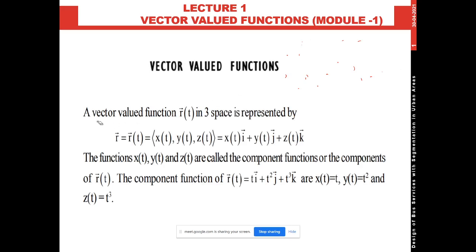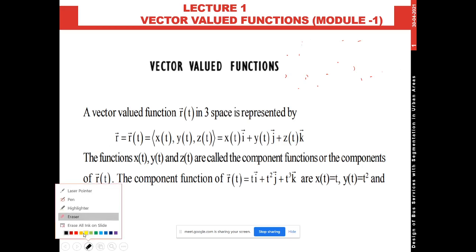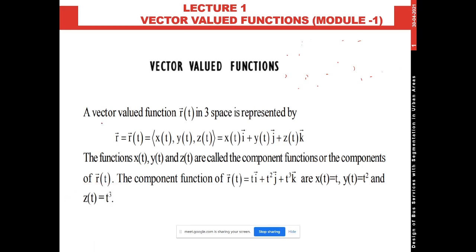A vector valued function r of t in three space is represented by r of t equals (x of t, y of t, z of t), which can be written as x of t i plus y of t j plus z of t k. The functions x of t, y of t, and z of t are called component functions of r of t. So this is the definition for a vector valued function in three space.